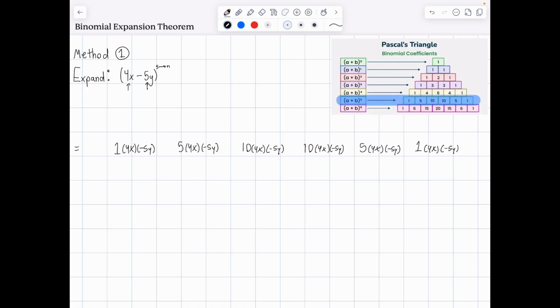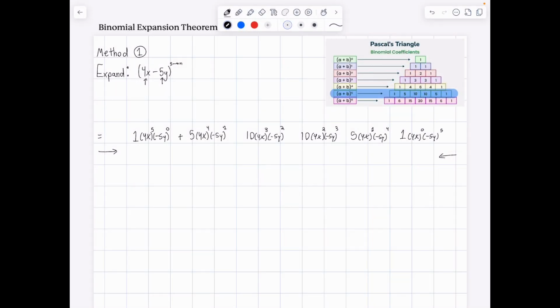So we're going to start going left to right in descending order of exponents for the 4x. So the highest exponent is going to become 5, 4, 3, 2, 1, and we're going to finish off with 0. Now we can go from this side, again in descending order from highest to lowest exponents: 5, 4, 3, 2, 1, and 0. Now we're going to add plus signs in between each term. Perfect.